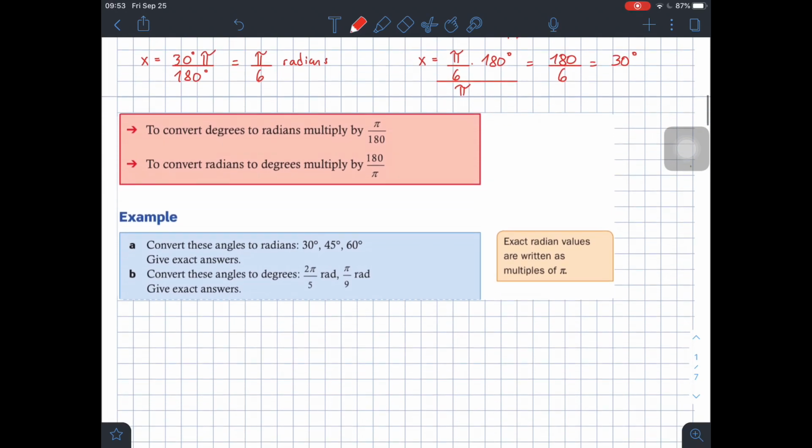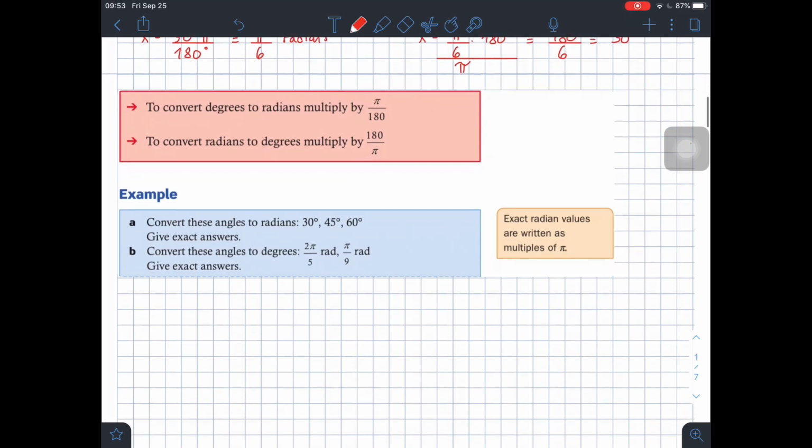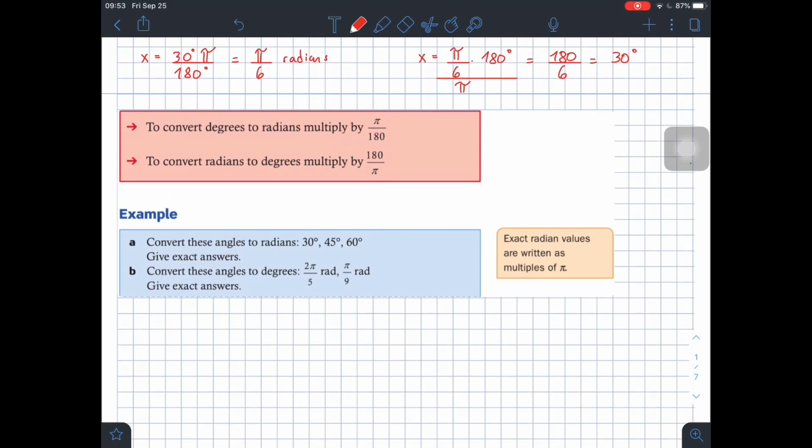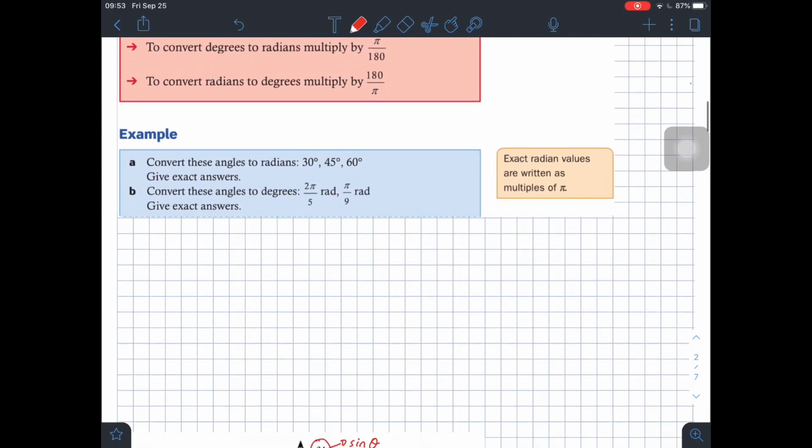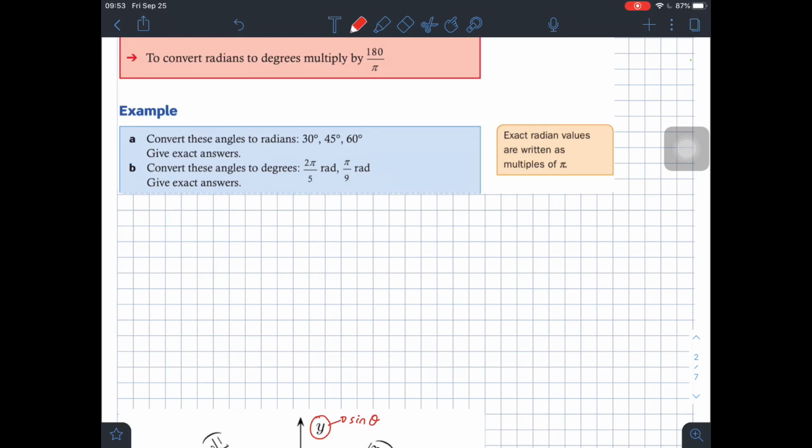Okay, so here's the summary. To convert degrees to radians, we multiply by pi over 180. And to convert radians to degrees, we multiply by 180 over pi. So that's simple, right? You don't even need to memorize this. You just need to apply the proportion, and that's it. So let's see some basic examples just to ground the concept.